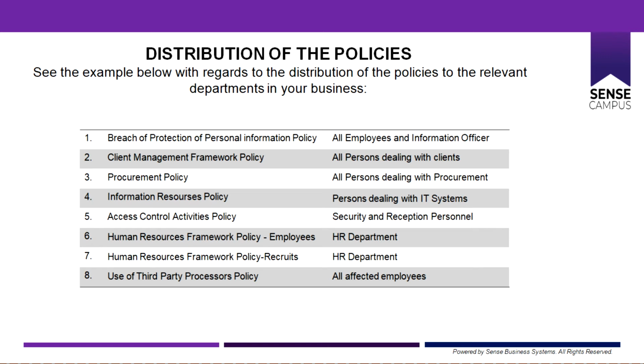The access control activities policy must be distributed to security and reception personnel. The human resources framework policy for employees must be distributed in your HR department. The human resources framework policy for recruits must also be distributed in your HR department. And lastly, the use of third-party processors policy must be distributed to all affected employees.